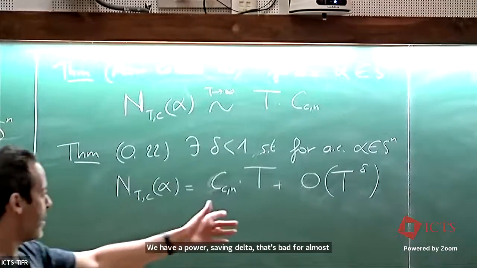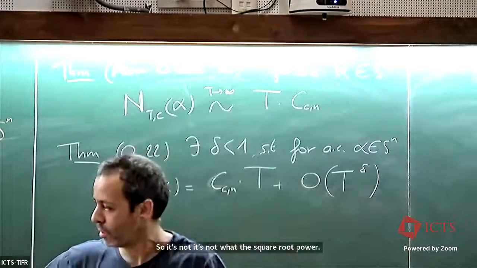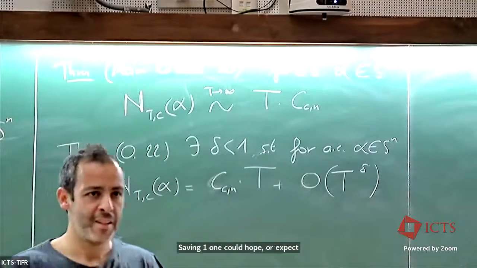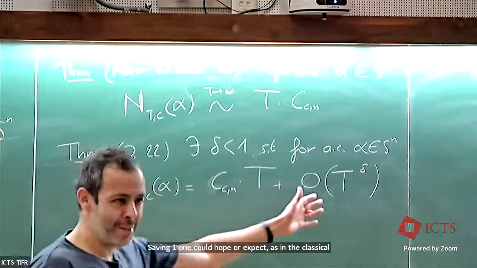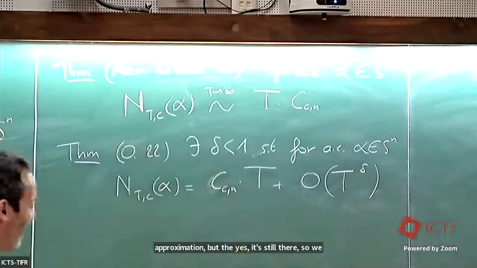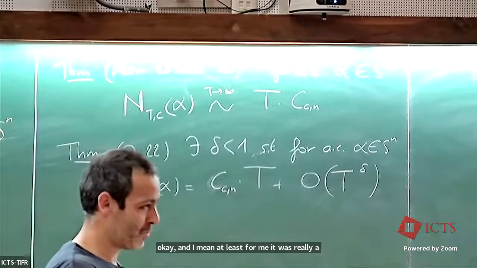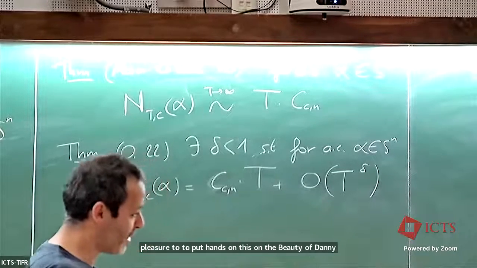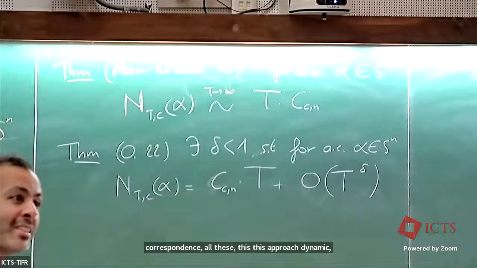So it's not the square root power saving one could hope or expect, as in the classical approximation, but it's still a power saving, so we know that the error term is smaller than the main term. At least for me, it was really a pleasure to put hands on the beauty of the Dani correspondence and this dynamical systems approach to this number theoretic problem.